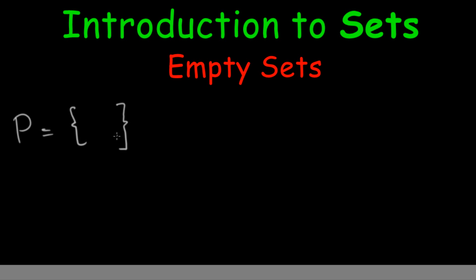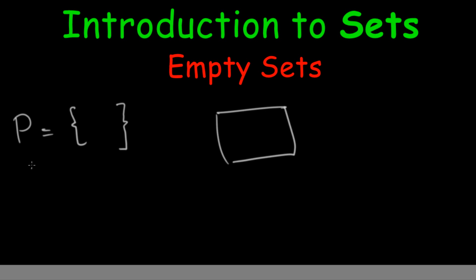So what do we do? We leave the braces empty. This shows that it is an empty set. So if you have nothing inside a set, that means it is an empty set. P equals to an empty set. That's it. So you can think of P as a box, and if you open that box, you see nothing. That is an empty set.